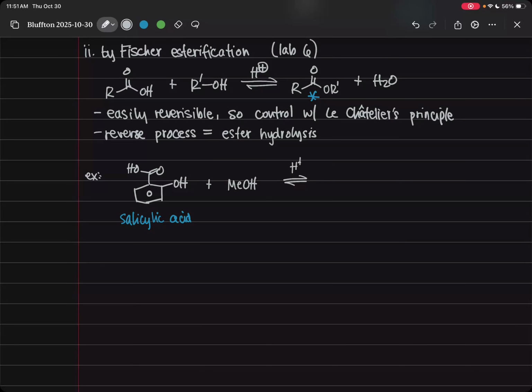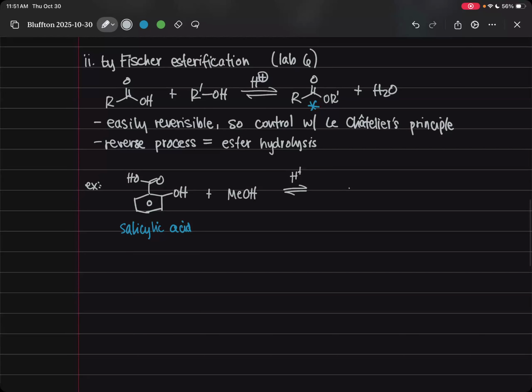Methanol was our alcohol. And so right on our salicylic acid, we've got two functional groups that look like they might react in some way. One of the things that will come with some more practice is determining, ooh, we have an alcohol and an alcohol reacting. No, not really.